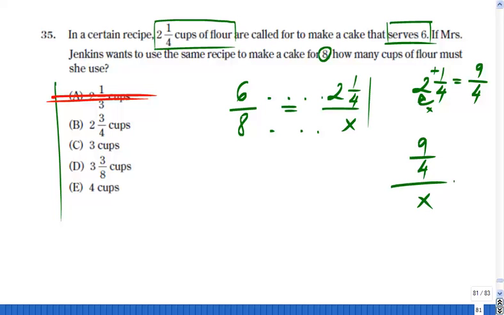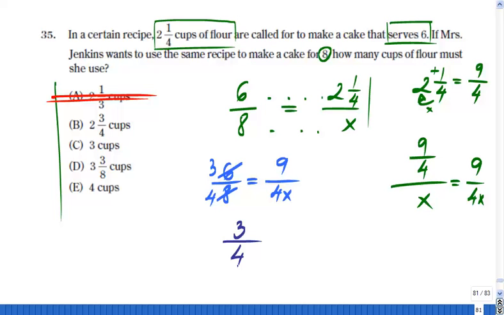Well, 9/4 over x is skip, flip, multiply, because you're dividing 9/4 by x, and eventually you will end up with 9/4x. So your new proportion here will be 6/8 equals 9/4x. You should have simplified 6/8 by dividing everything by 2, which gives you 3/4. Your proportion now is 3/4 equals 9/4x.